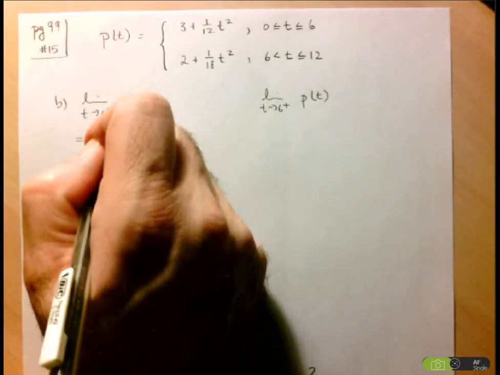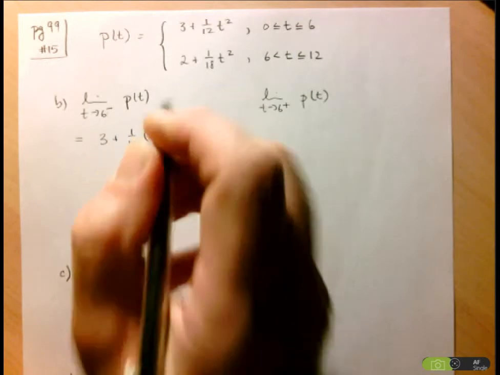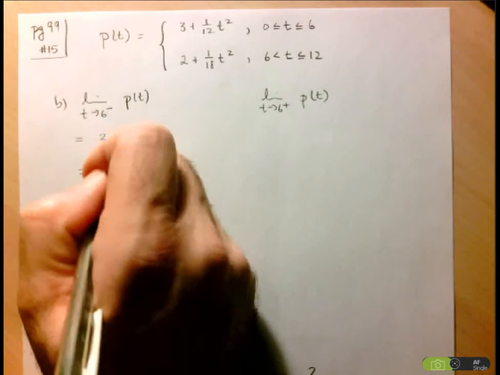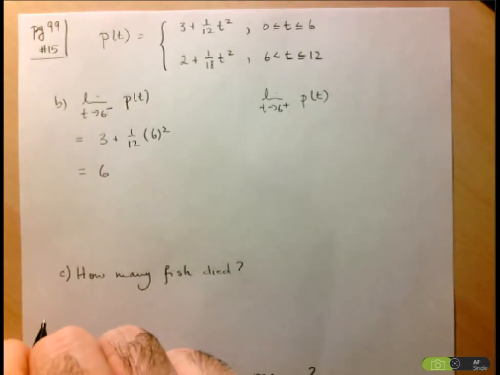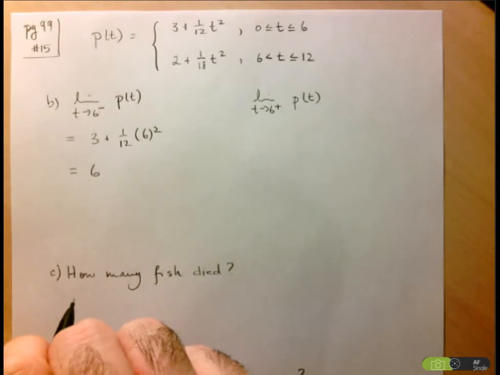So let's calculate this. 3 plus 1 over 12 times 6 squared. So 36 divided by 12 is 3, plus 3 is 6. And I believe it's in thousands. So this represents 6,000 fish at this point here.